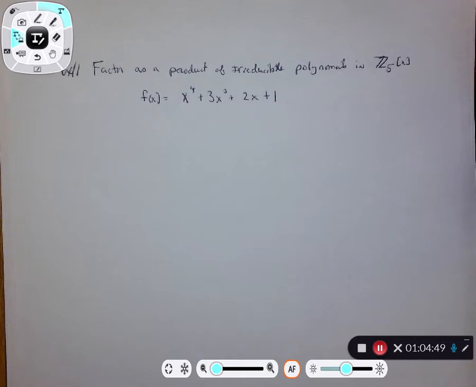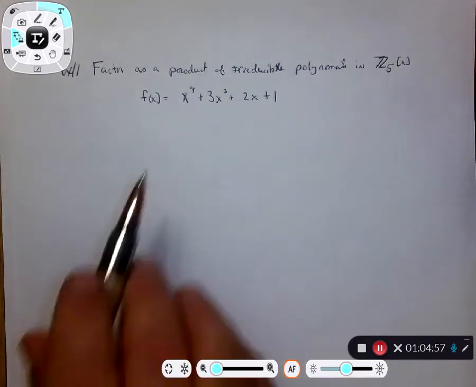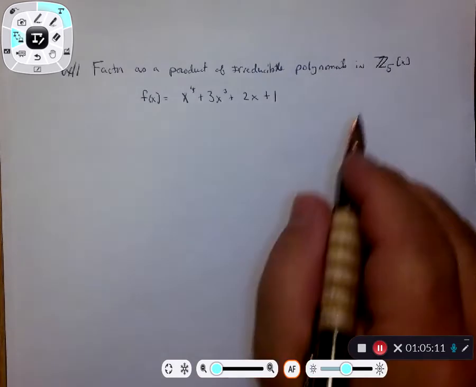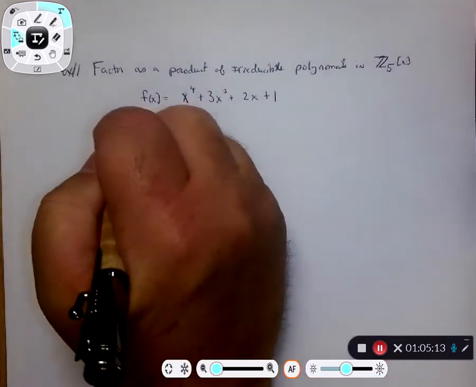And here it is: f of x equals x to the fourth plus 3x cubed plus 2x plus 1. Notice there's a term missing in here. Now, this one is x to the fourth. So, again, factoring this guy, if I don't find any zeros, this thing could still factor, but that's going to be a pain to try to figure out. But let's look for the zeros first. Let's see if the zero game is going to work. But again, this is Z5 adjoin x.